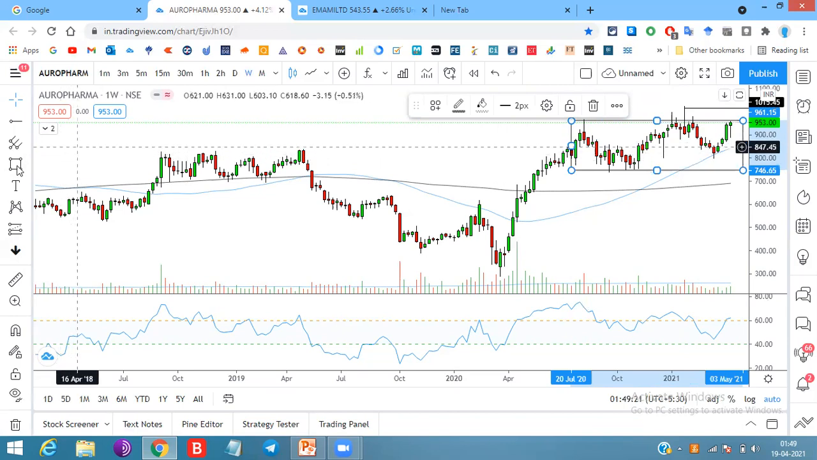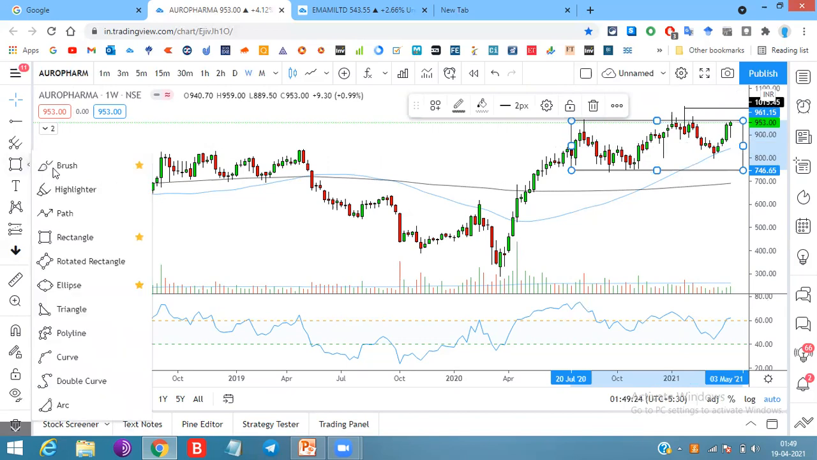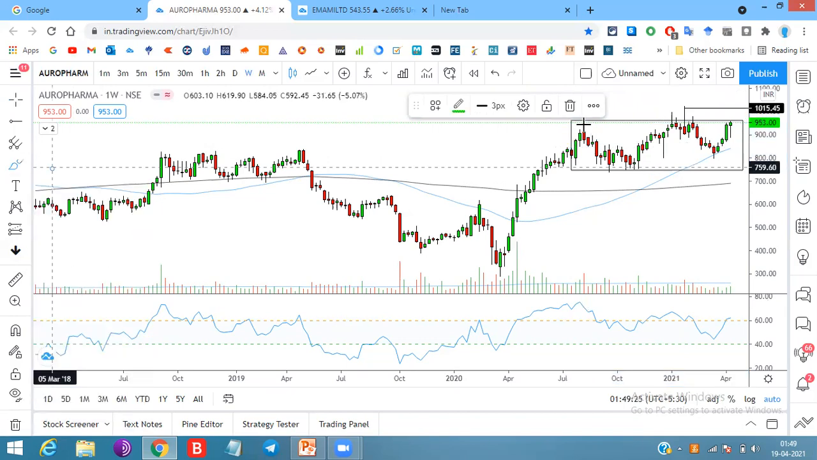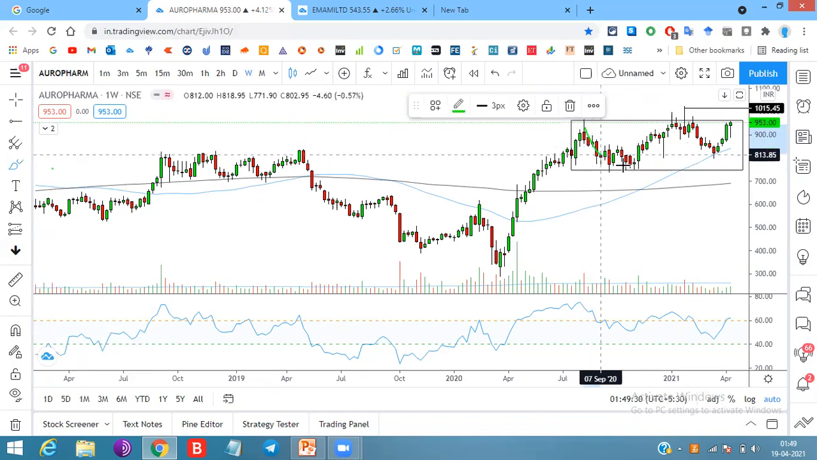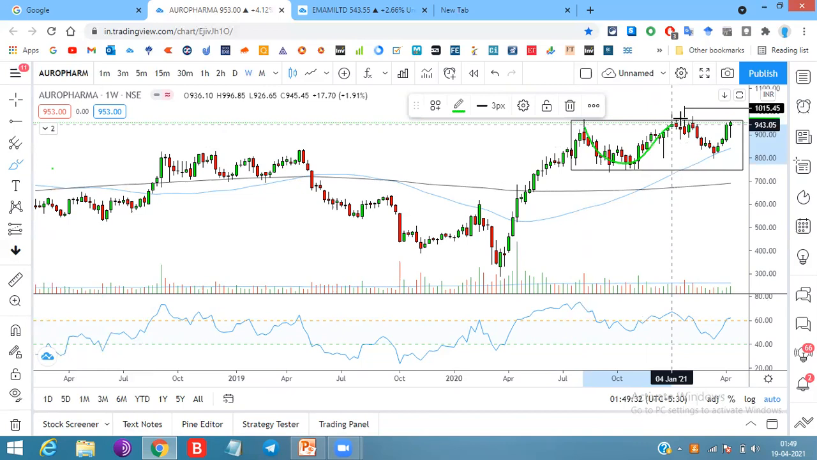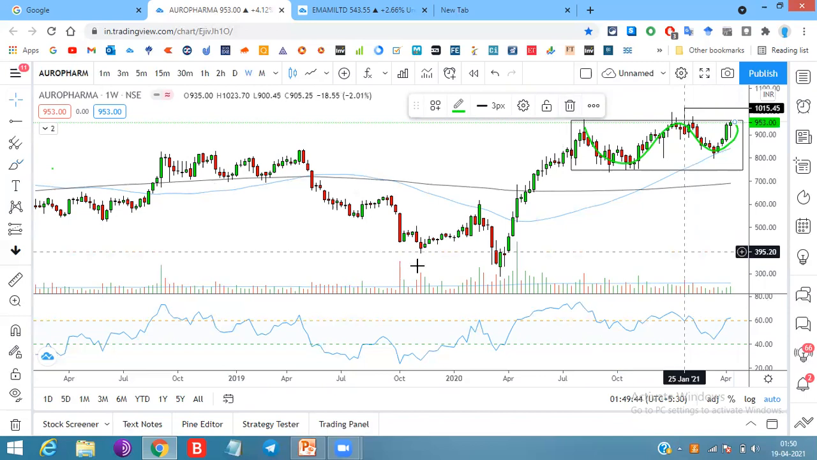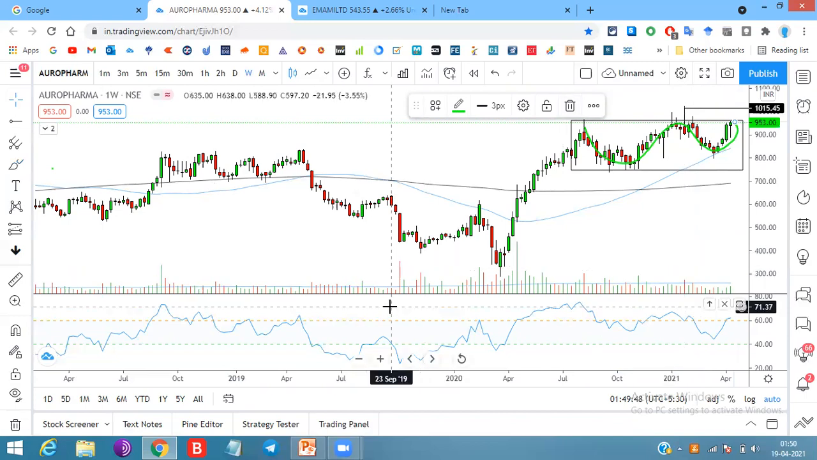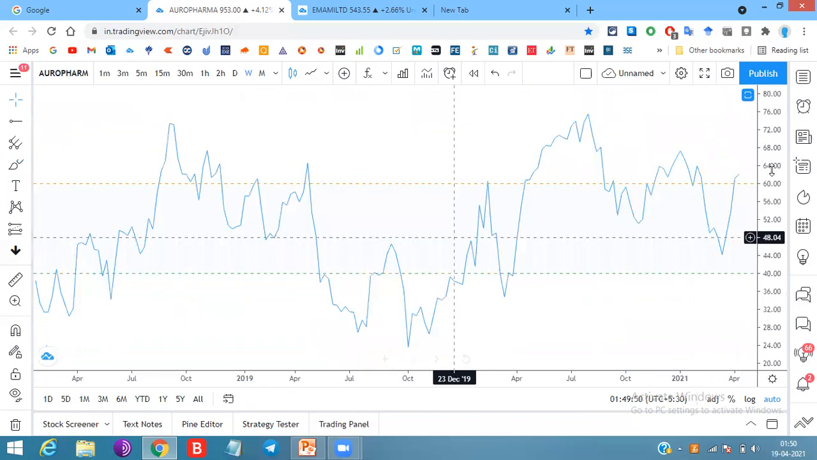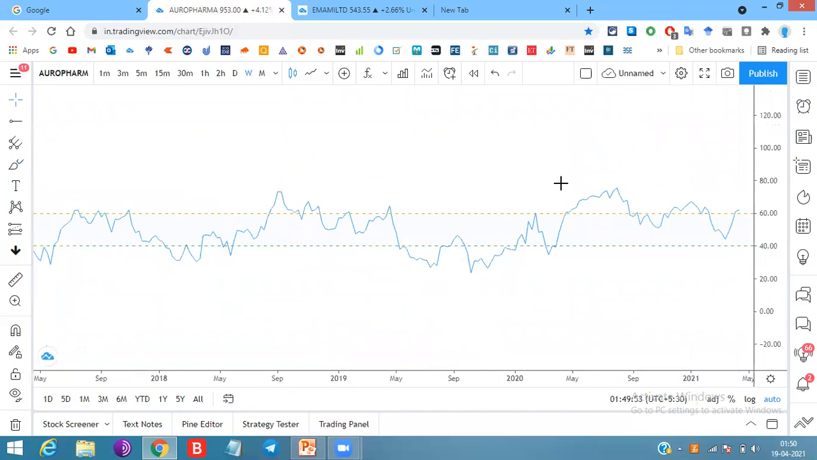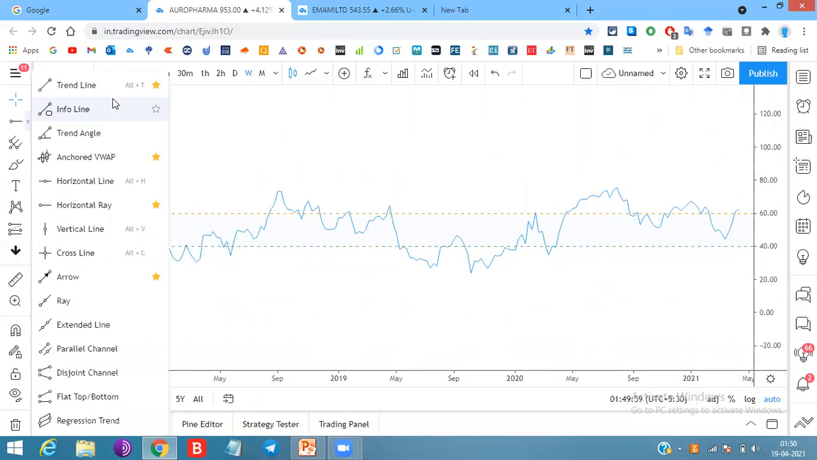To learn about VCP, guys, to learn about the concept of VCP, read the book of Mark Minervini, sir. Okay. It's something sort of like this. VCP is nothing but volatility contraction. Volatility is contracting. Okay. This is the weekly chart, guys. To look at the weekly chart RSI, let me look at something like this. Okay, the shortcut of trend line is Alt T.